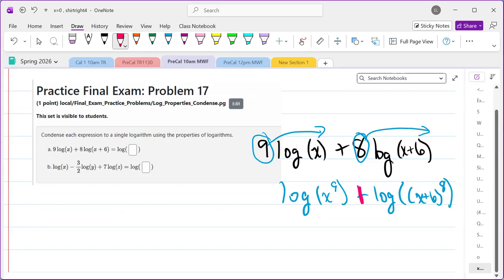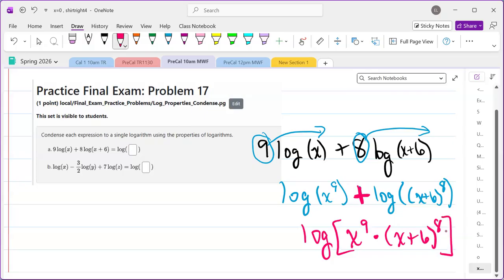Now I can actually use my rule for when I have log A plus log B. I can zip that back together as a single logarithm, and I multiply the results. So x to the 9th times x plus 6 to the 8th. That does not simplify anymore. Like theoretically, we could multiply x plus 6 times itself 8 times, but please don't.